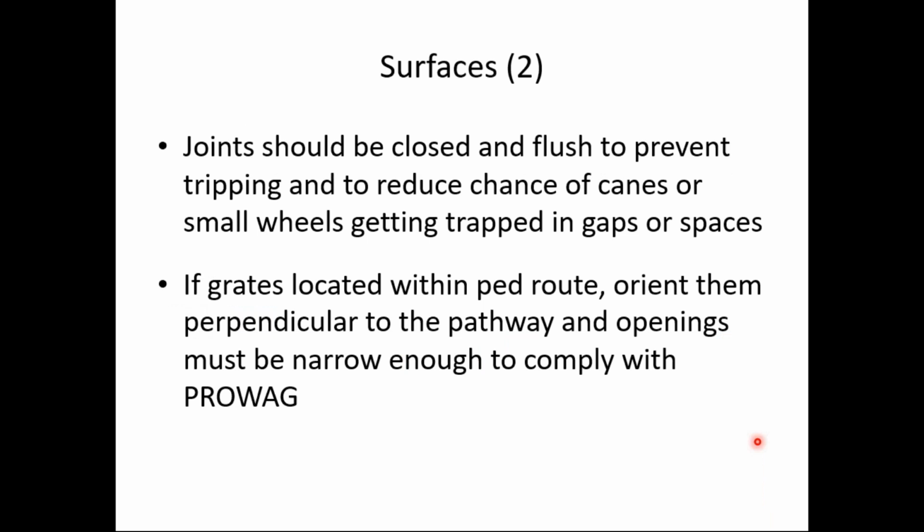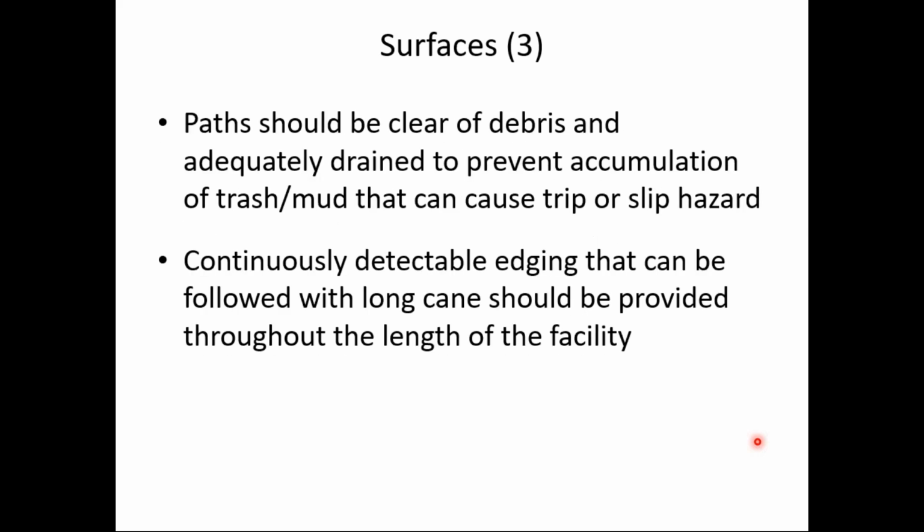If you have any joints in the walkway, those joints should be closed and flush to prevent tripping, or the chance of a cane or the small front wheels of the wheelchair getting caught in those gaps or spaces. Yesterday or Tuesday, we talked about grates. If you have grates within your route, pay attention to the opening width and the orientation of those grates so as not to create a safety issue. In addition to water, make sure your paths are clear of debris and sediment. And keep in mind continuous edging that someone can follow with the cane throughout the length of the facility.